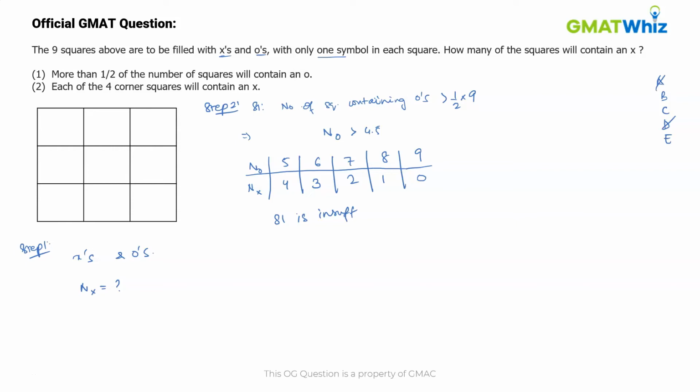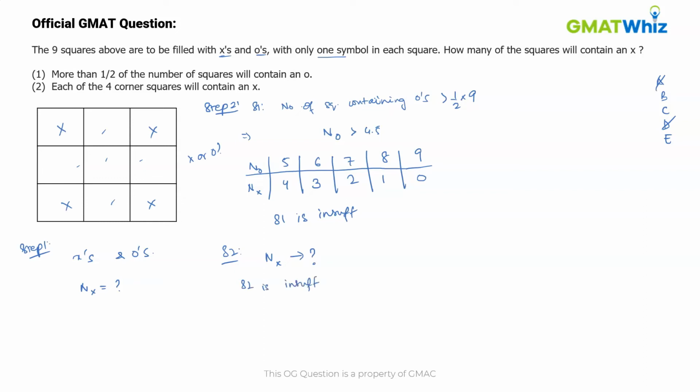We now check the sufficiency of statement 2. Now the statement 2 tells us that each of the 4 corner squares will contain an x. That means we can write x in each of the 4 corner squares, but we don't know if the squares in the middle will contain an x or O. Since we cannot find the number of squares containing x, we can conclude that statement 2 is also insufficient.